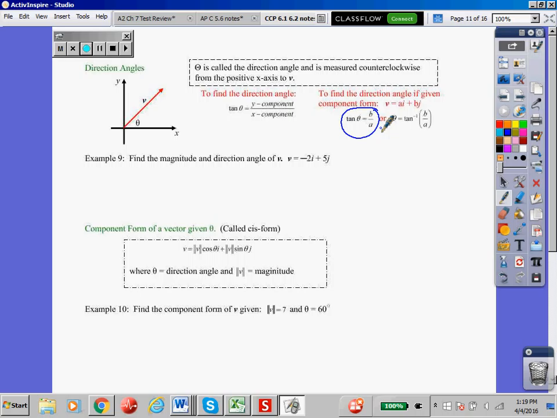So if you didn't get this with polar, we're going to get it again. It's going to help us. So tangent theta is going to be 5 over negative 2, and you're going to need a calculator because that's not unit circles. So then theta is inverse tangent of negative 5/2. So check your mode, and we'll do this in degrees. I'm getting negative 68.2 degrees.